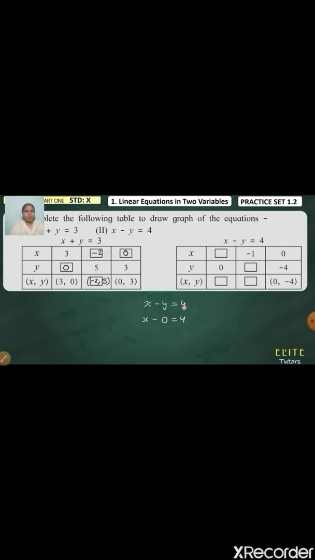So x will be equal to 4. As 0 goes that side, it gets added. So x is equal to 4.